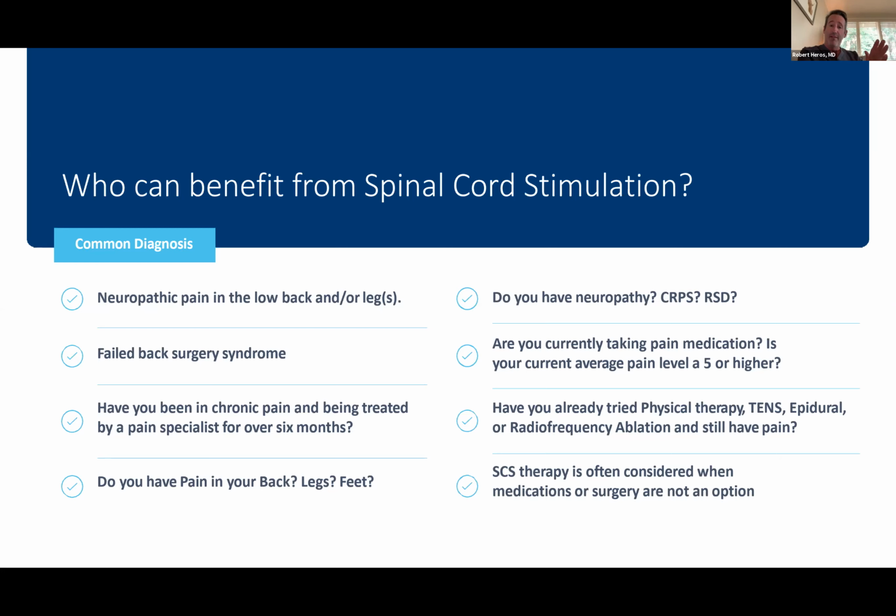But that's not even the biggest check mark or the biggest pro. The biggest pro by far about a spinal cord stimulator is that you actually get to try it before you commit to it. So during a trial, and let's go to the next slide because I think the next slide is about the trial.